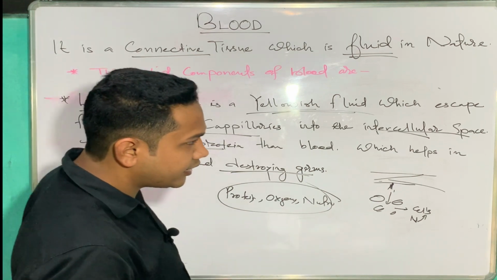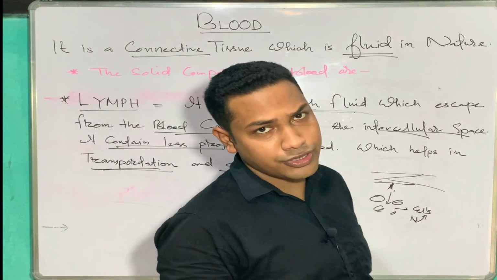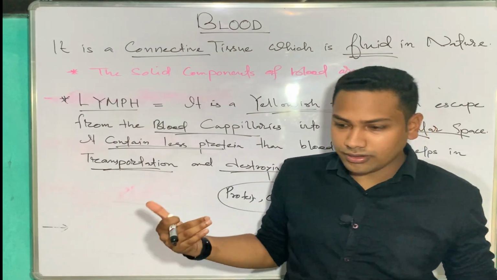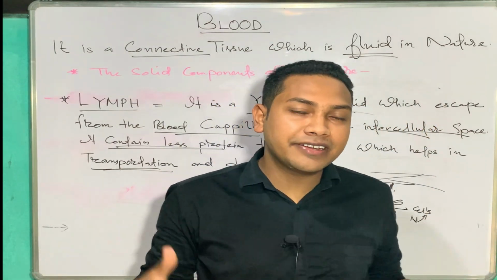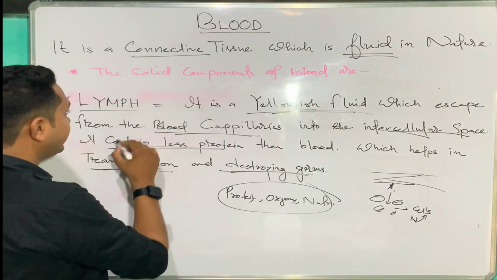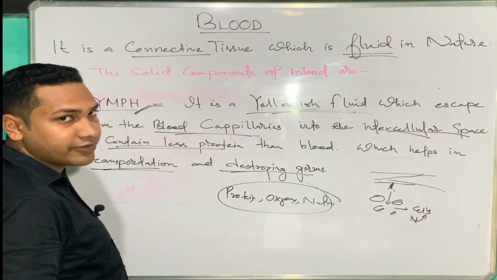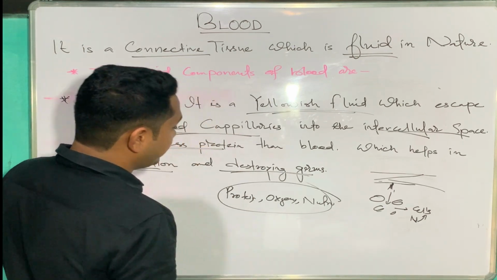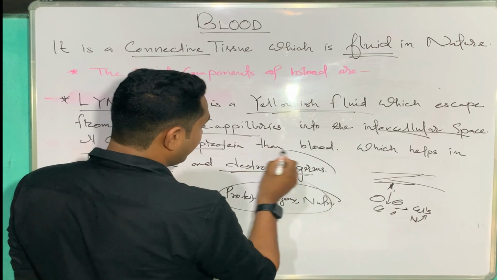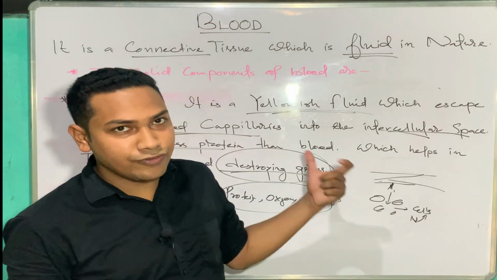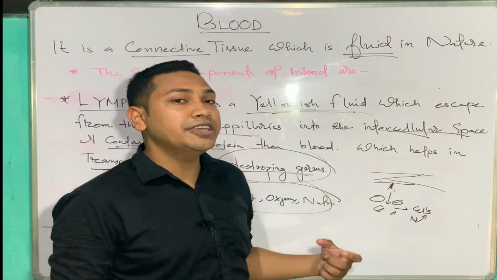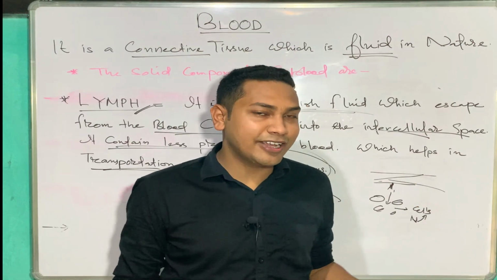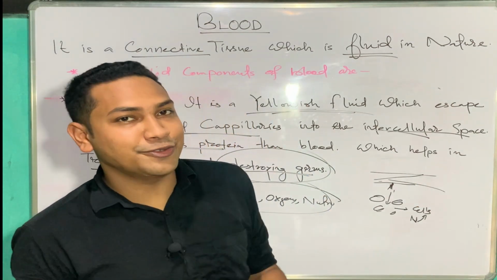Next, do you know what lymph nodes are? There are more than 100 lymph nodes in our body. They exist in our groin, armpit, neck, chest, abdomen. And what is the function of these lymph nodes? Destroying of the germs. These lymph nodes contain immune cells. So with this I would like to conclude my video today over here.